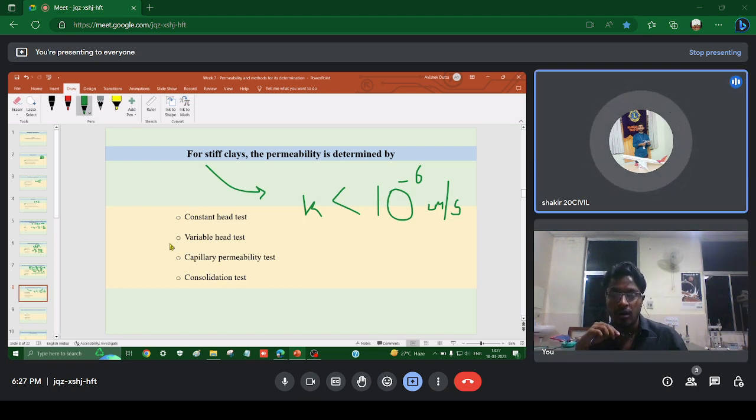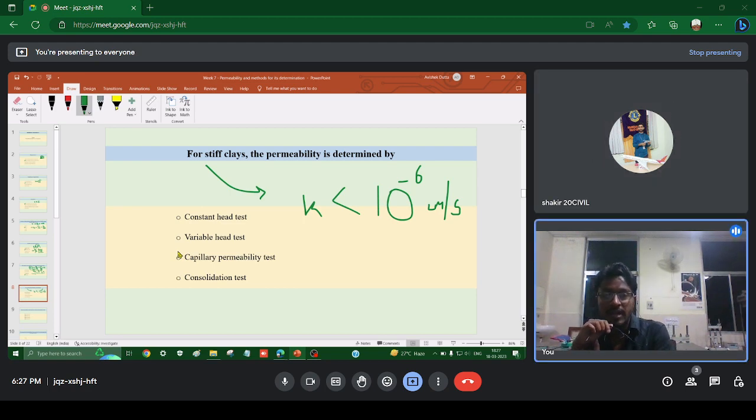So, sir, as a clay, will we consider this a fine grained or granular material? No, clay is obviously fine grained, but in this kind of question, I have mentioned over here stiff clays. So I'm telling consolidation test.